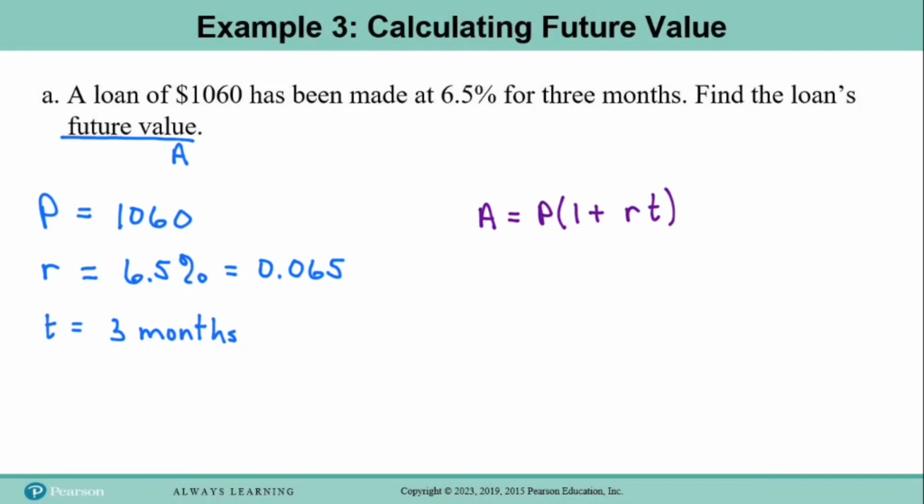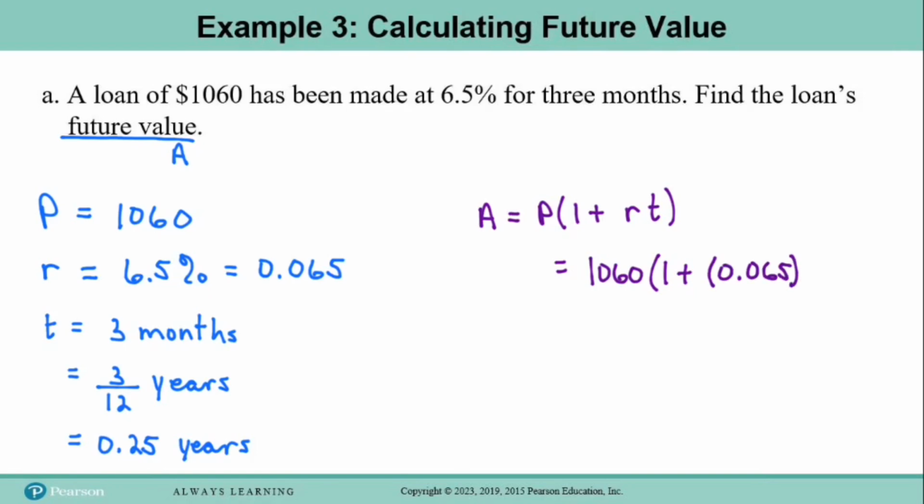To convert this to years, there are 12 months in a year, so 3 divided by 12 gives us the years. And 3 divided by 12 gives us 0.25, so we could think of this as 0.25 years. That means 0.25 is what we need to plug in for T. Okay, now over here, we're ready to plug in our values into our formula. So P is 1060, and then that's going to be times 1 plus R, which is 0.065, times T, which is 0.25, and then close that outer parentheses.